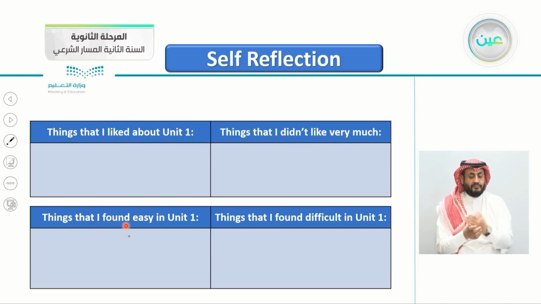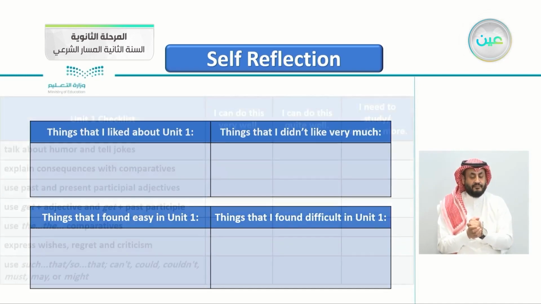Things that I didn't like very much about Unit 1, things that I found easy in Unit 1, some of the lessons that you found easy. Maybe it's the grammar, maybe it's the reading, maybe it's the form, meaning, and function, and so on. Things that I found difficult in Unit 1. This is the one that is really important. Right here, what did you find difficult in Unit 1 so that the teacher or maybe your colleagues can help you get over it?